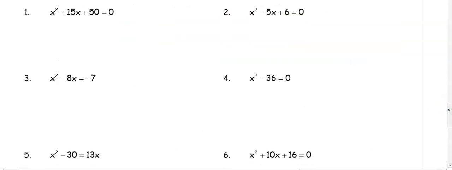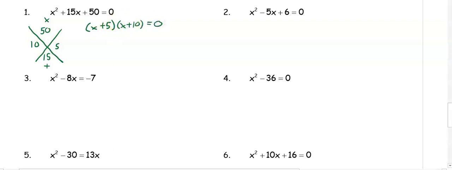So in number 1, we have x squared plus 15x plus 50. So we want two numbers that multiply to 50 and add to 15. So two numbers that multiply to 50 and add to 15, they both need to be positive. So we would have 10 and 5. So this factors to x plus 5 and x plus 10. Does not matter which number goes first in which parenthesis.